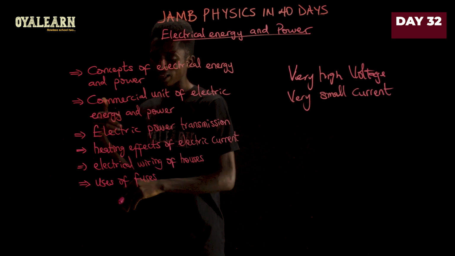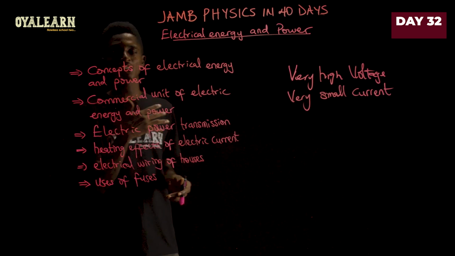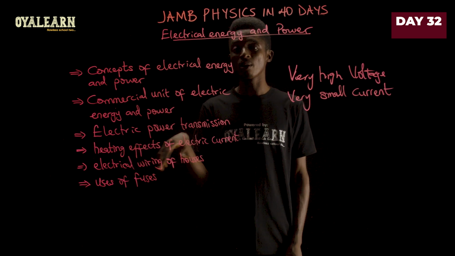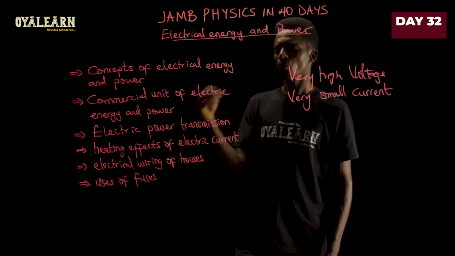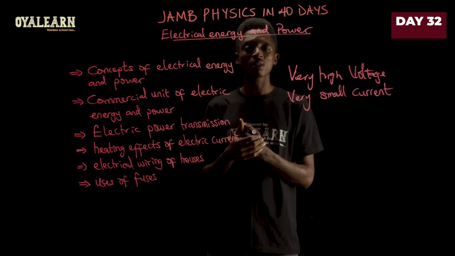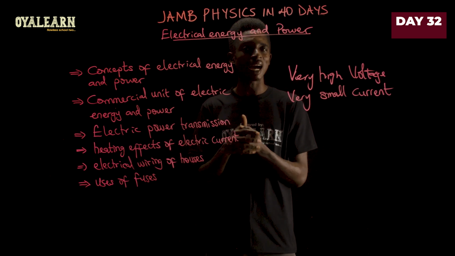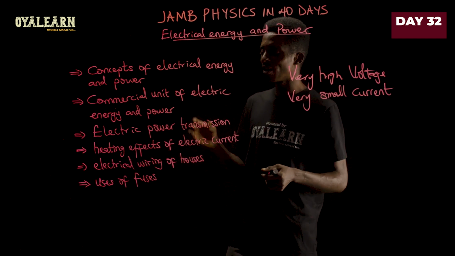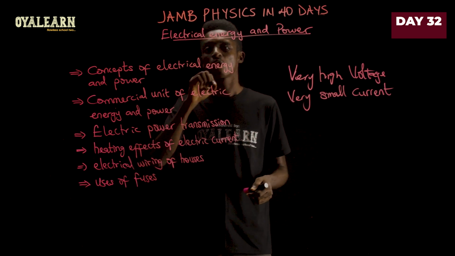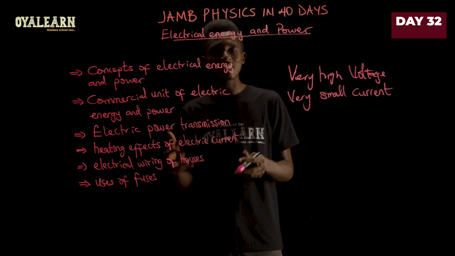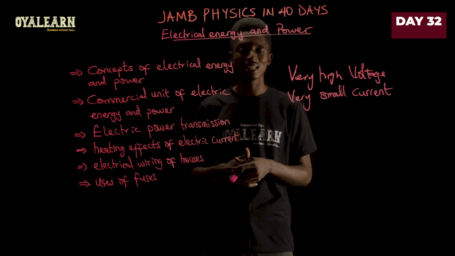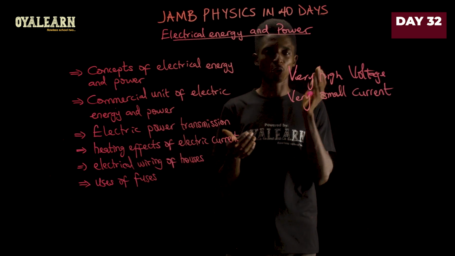And JAMB also expects that you should be able to explain the heating effect of electrical energy. Even though I've mentioned it here, they expect it to be more specific, in the sense that we use this in particular devices like the electric iron, the electric boiler, the electric stove and the like. They rely on the heating effect of electric current to produce heat that can be used to cook, to boil water or other materials, and even to iron your clothing.